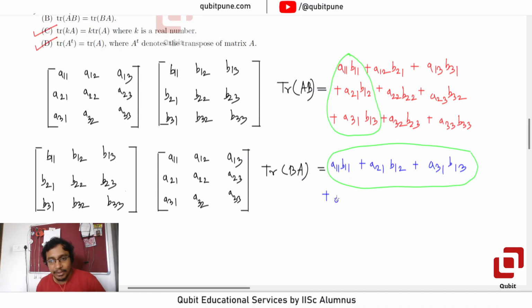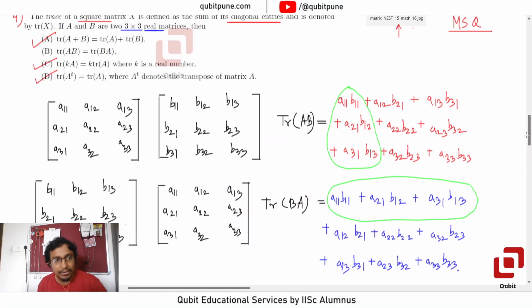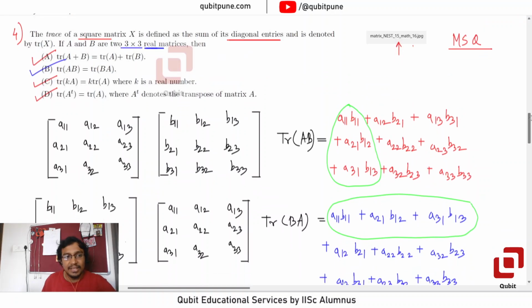Second row second column, so A12 B21 plus A22 B22 plus A32 B23, तो कुछ चेंज नहीं करेगा पोजीशन. Yeah, plus last one A13 B31 plus A23 B32 and A33 B33. तो सेम हो गए क्या? हो गए, तो B भी सही है. Please raise your hands if you understand that.